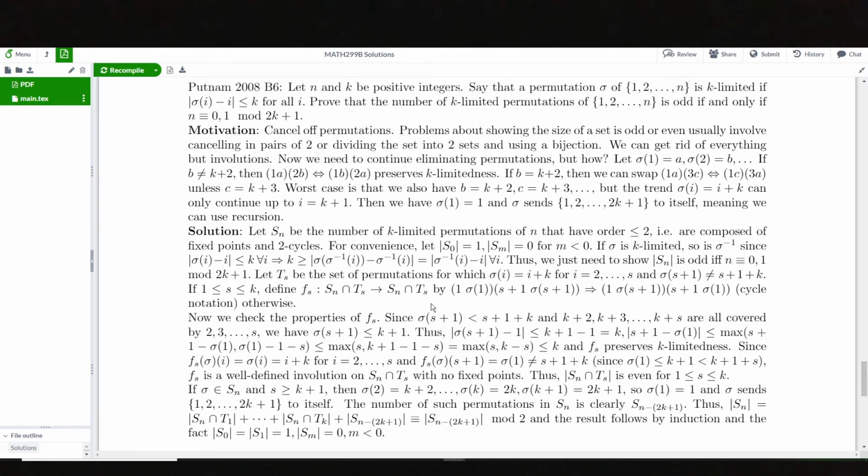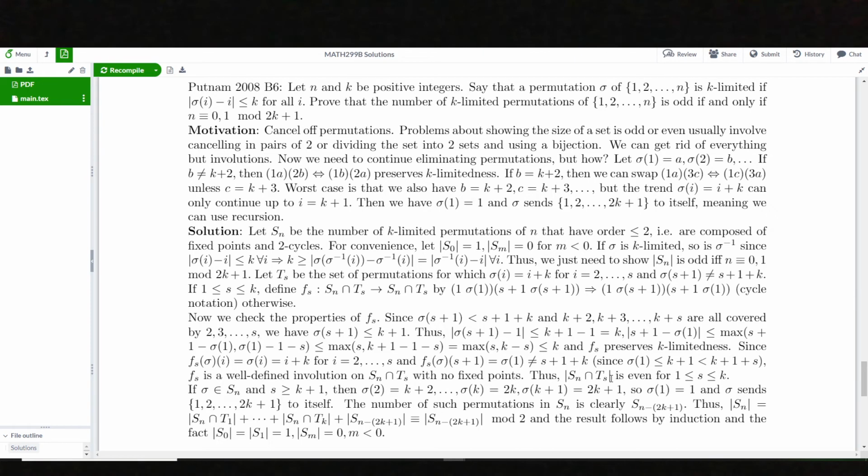How do we show this permutation is still in T_s? Well, sigma of i is still i plus k after we apply the function to this permutation. This permutation of permutations really is what f_s is. And then s plus 1 gets sent to sigma of 1, which is not equal to s plus 1 plus k. So the parameter s is preserved. So finally we have that the size of this set is even.